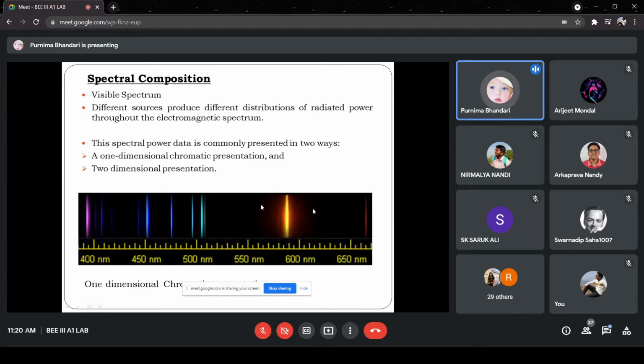The spectral composition of a lamp has a two-way representation: one is one-dimensional and the other is a two-dimensional presentation. In the one-dimensional presentation, only the wavelength information is given. You see different wavelengths and what light is coming out. This dark region represents that no power is radiated in that region.